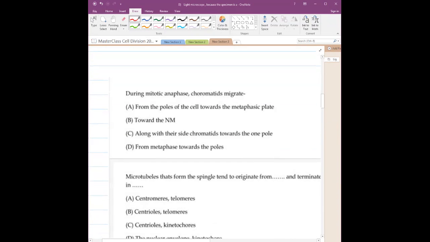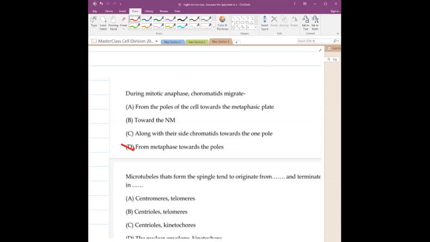Okay, guys, next thing. During your mitotic anaphase, chromatids migrate... Chalo, I want Vaishnavi to answer this thing. Yes, very nice. Vaishnavi has given the right answer. Zui is right, Darshanita is right, Kanaka is right. It is going to be from your metaphase towards the poles.